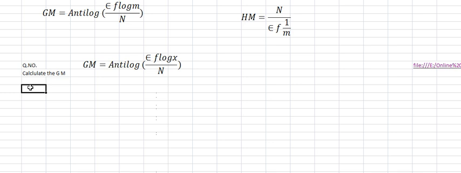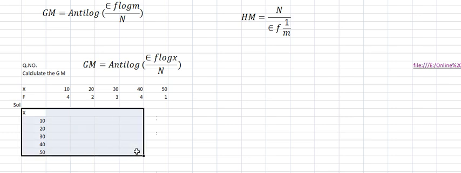So the x is like this. Your question x is like this: x is 10, 20, 30, 40, 50. Frequencies are like this: 4, 2, 3, 5, 4, 1. Right? The solution is like this. For the solution, I will take the same numbers now. X is 10, 20, 30, 40, 50. Then what is your frequency? Your frequencies are like this.